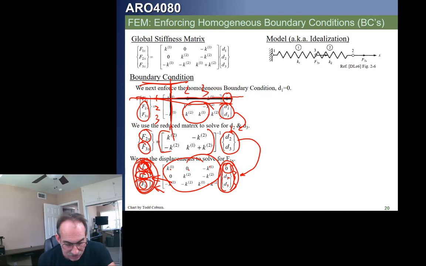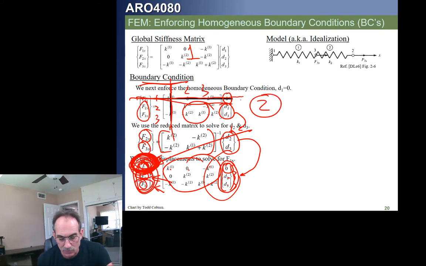This is the guy that's changed. This is the guy that we didn't know before, and now we know by solving the system of equations. Okay? So step 1 is constructing the global stiffness matrix. Step 2 is imposing boundary conditions and getting rid of anything that we don't need. Step 3 is solving the reduced system for the global displacements.